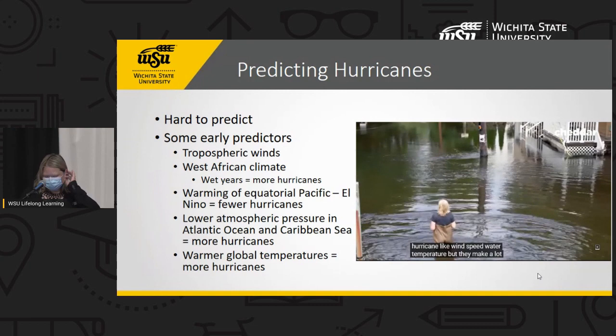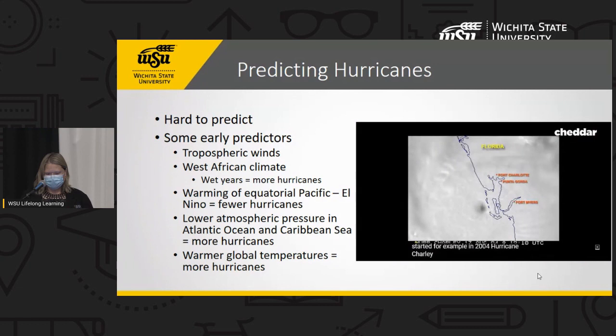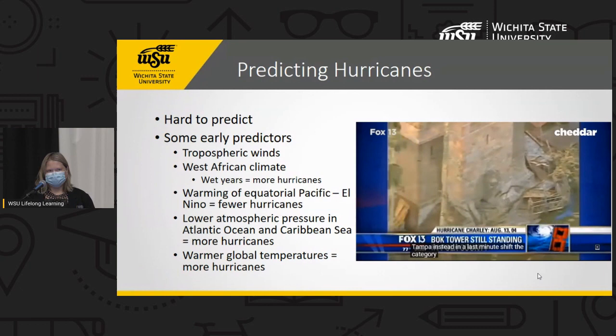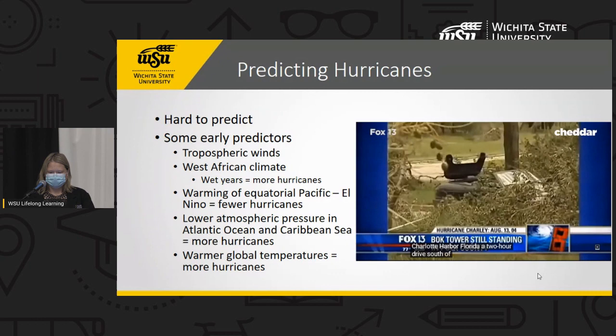For example, in 2004, Hurricane Charley was supposed to directly hit Tampa. Instead, in a last-minute shift, the Category 4 storm barreled down on Charlotte Harbor, Florida, a two-hour drive south of Tampa. The end result was a downtown reduced to rubble and residents underprepared.